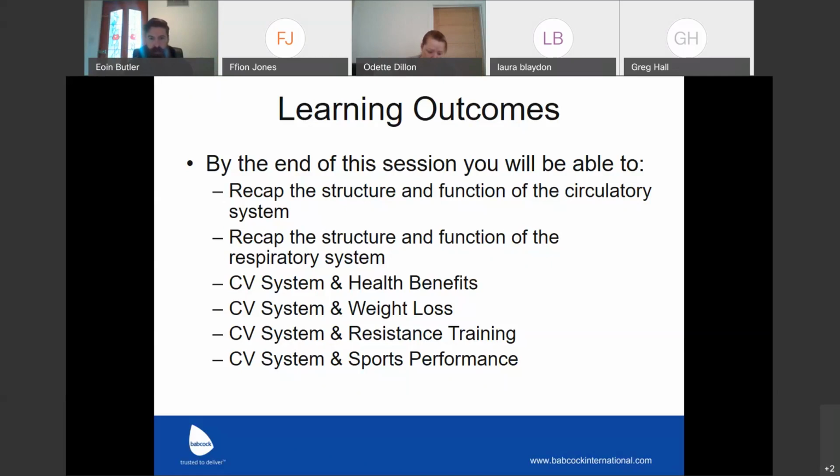Because you've all passed your level 2, we assume that that is what you do on a day-to-day basis now. So we're going to take it a step higher and a step further. When we look at the cardiorespiratory system, it's now really being able to use it and adapt it to the different goals that your client is going to have.